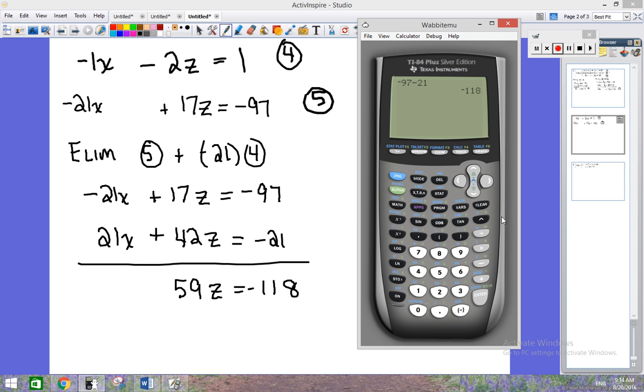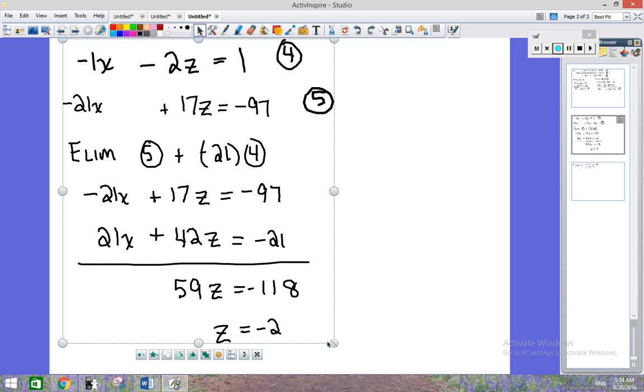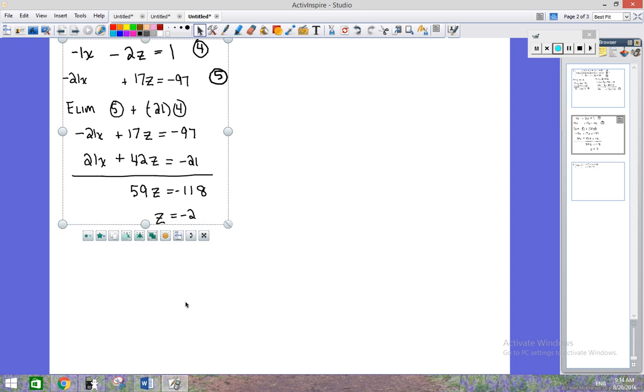Hey, and that's what I have. Now, we want to divide that by 59 and get a negative 2, right? Yeah. Okay. Now, I want to use the system of equations immediately before this in order to solve for the other variable. Through substitution, I'm going to replace z with negative 2 and solve the equation for x. So I'm going to do that with equation 4.